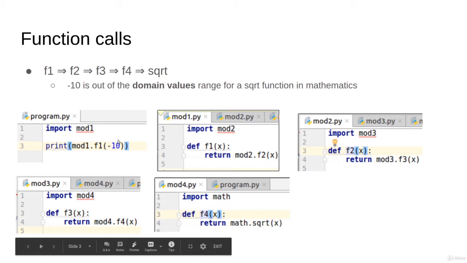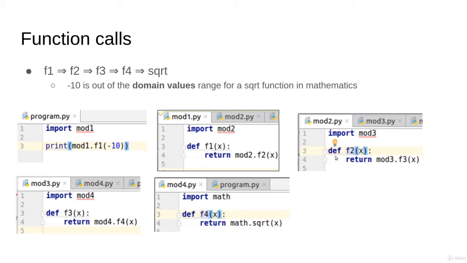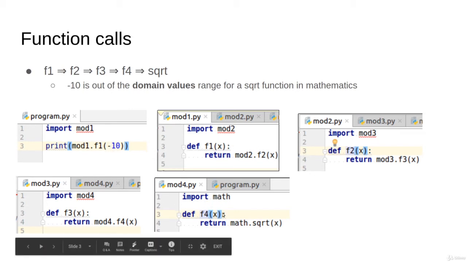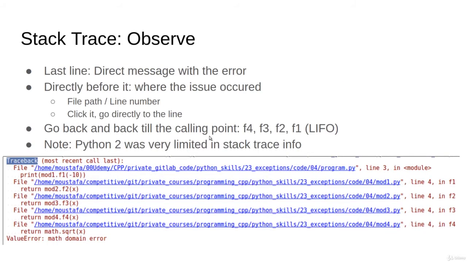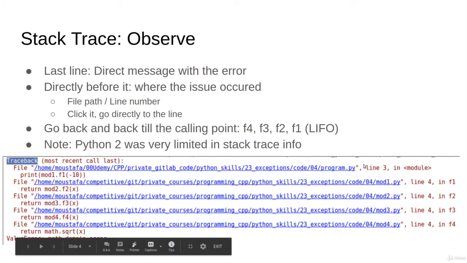Now x with -10 jumps from one function to another until here. When you compute math.sqrt(x) and x is a negative value, it will fail. The reason, in math, is that -10 is out of the domain of values that are valid for the square root function. The word domain here comes from mathematics, because you will notice in the error message there is a problem about the domain of the value. Now we run this program. How can I figure out the problem among all of these modules? Through the stack trace. This is the error message that you will see.